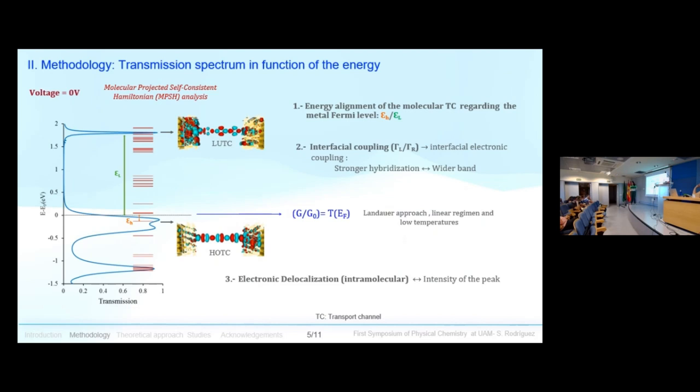And then qualitatively, we can know more or less the interfacial electronic coupling from the bandwidth of each band. So in this case, for example, in the LUMO level of the molecule, the coupling will be very low because the bandwidth is very, very small. And in the case of the HOMO, we have a wider band. Another thing that we can extract from this kind of spectra is the electronic delocalization in the whole molecule, which is given by the intensity of its signal.